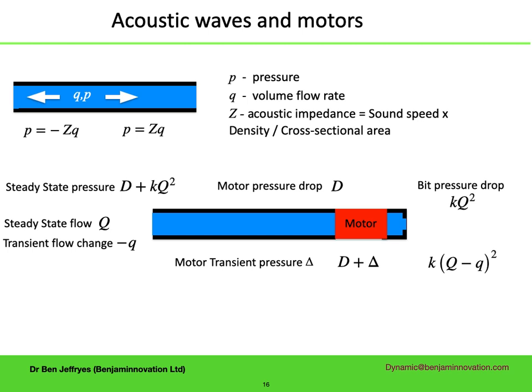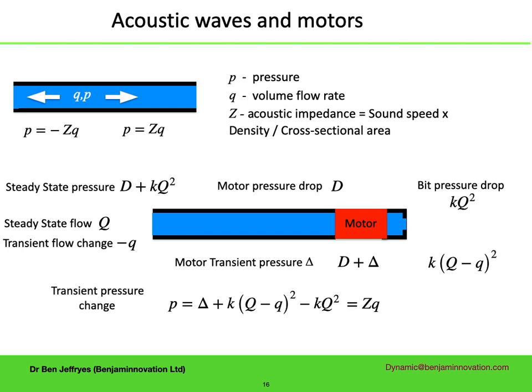If the flow through the motor drops by lowercase q, the flow through the bit is now capital Q minus lowercase q, and the pressure drop through the bit is K times the flow rate squared. And the transient pressure change above the motor is the transient pressure change across the motor, reduced by the amount that the pressure drop across the bit has decreased due to the change in flow. In order to calculate what that flow change is, and the change in pressure above the motor, we need to apply the proportionality between pressure change and flow change.